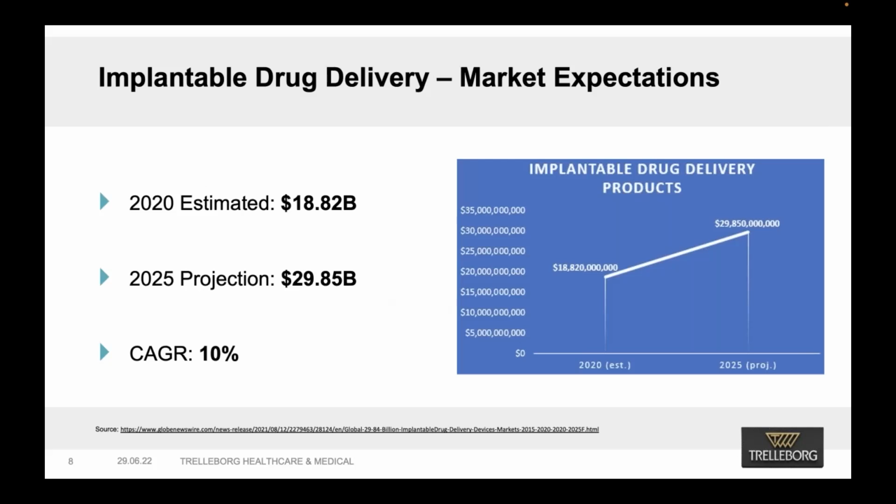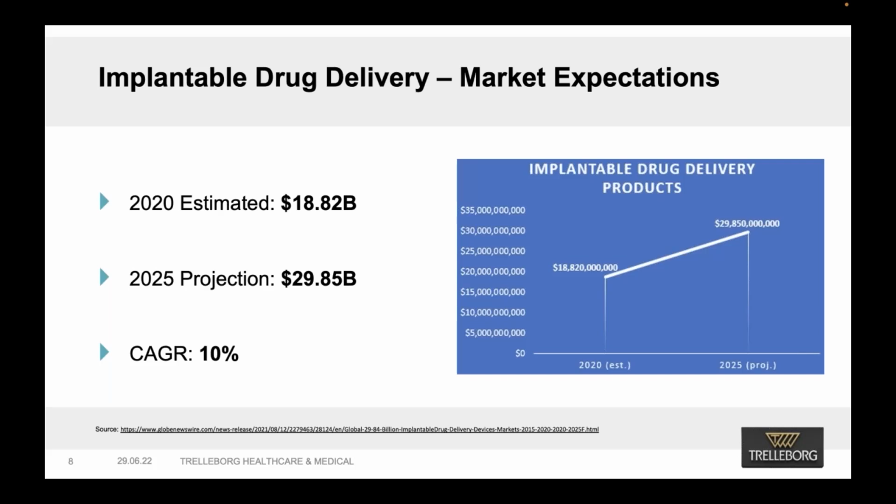Looking at what the market actually expects, back in 2020, it was estimated that revenue from implantable drug delivery systems was approaching about $19 billion. Within 5 years, so we are now 3 years from this projection, we expect that figure to be pushing a $30 billion mark. So when we look at growth expectations in the 10% range, that's a pretty massive growth expectation.